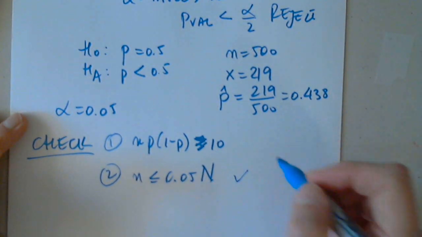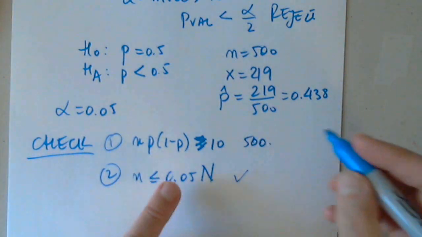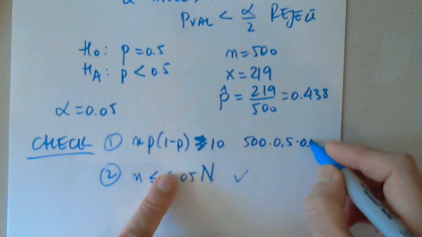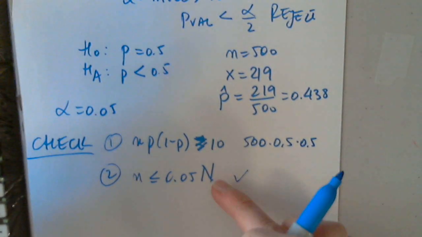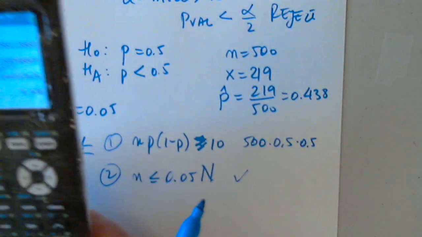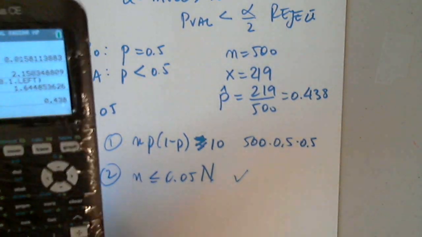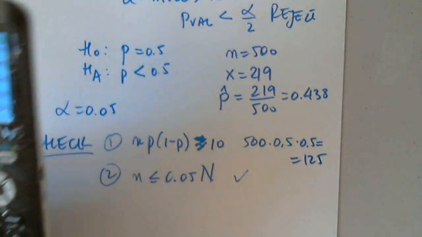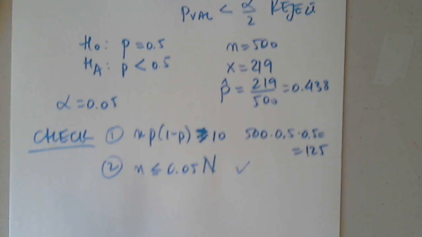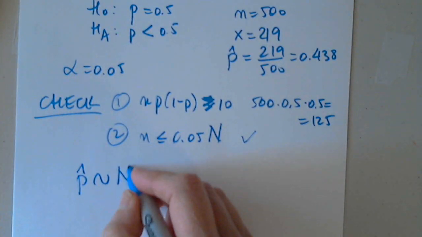This one, I don't know, so this is n, which is 500, multiplied by 0.5, multiplied by 0.5. Let's see if this number is greater than or equal to 10. This is the independence, this is normality. So 500 times 0.5 times 0.5, and I get 125. So both conditions are fulfilled, which means that p hat is approximately normal.